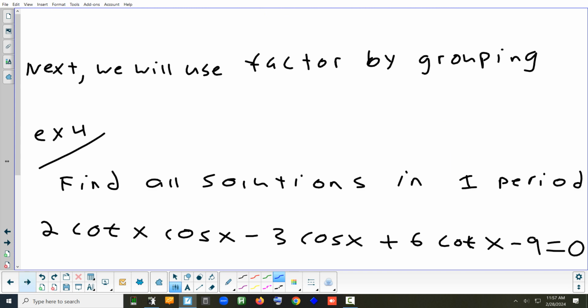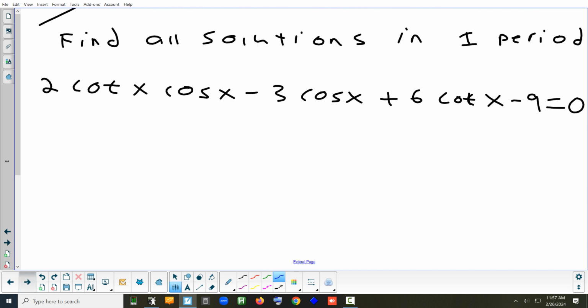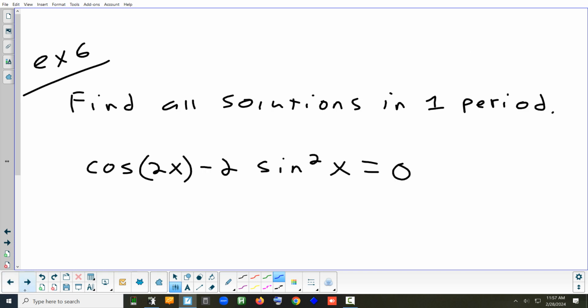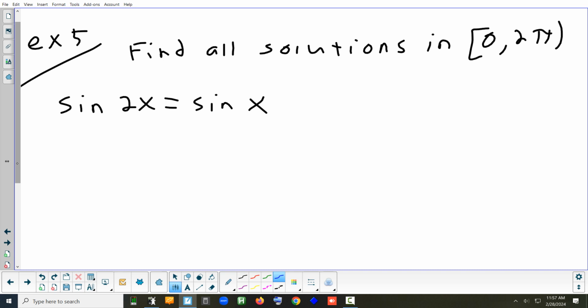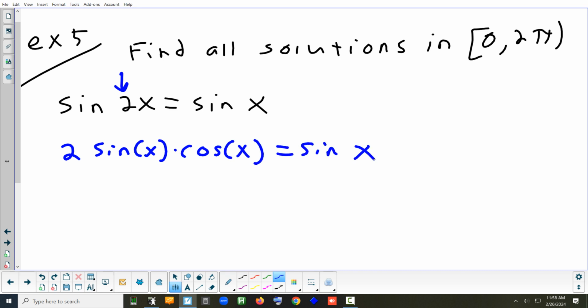Alright, so the last one. Let's try that one. So this will be our last one. What's going to come up here that we learned yesterday? Yeah, you've got to get rid of this 2, and the only way to do it is with the identity. What is sine 2x? 2 sine times cosine. 2 sine times cosine equals sine.